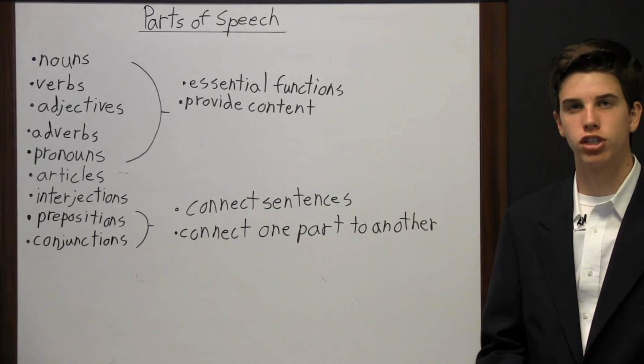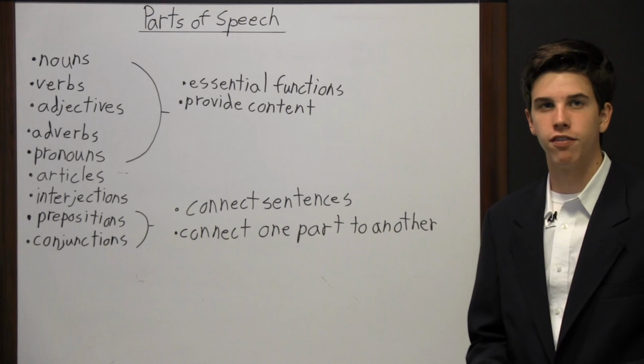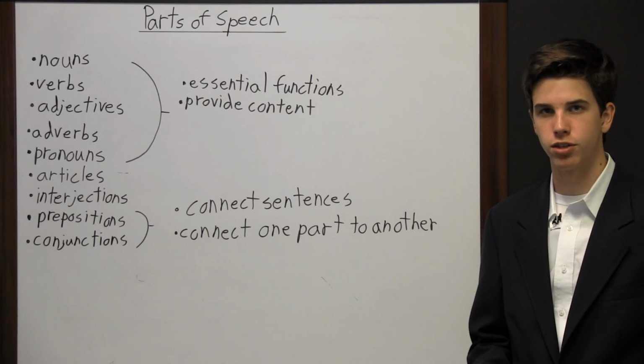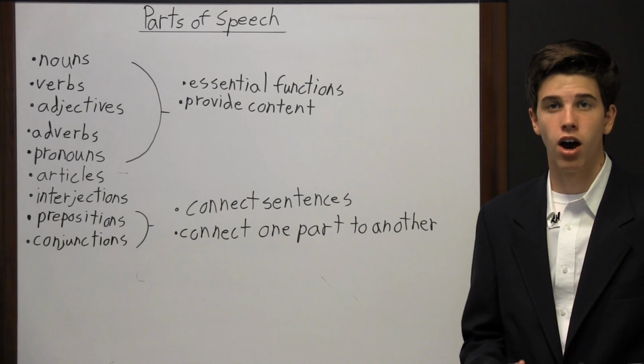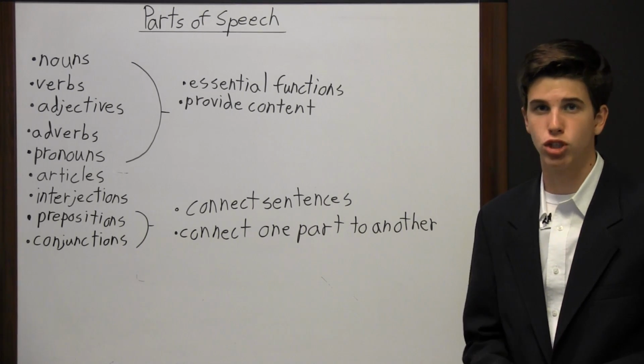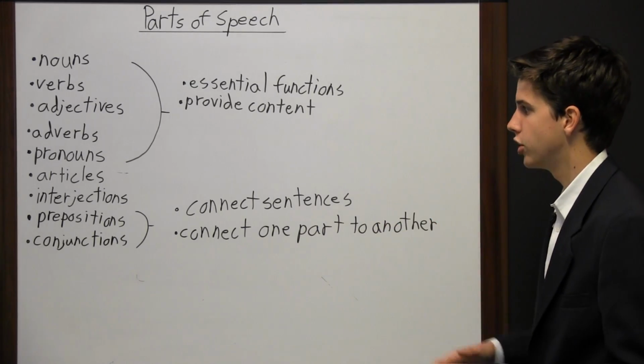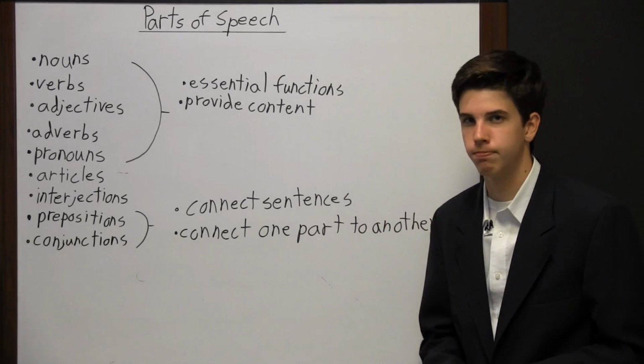Now, some words function only as one part of speech. However, many words can function as 2 or more parts of speech. Just depending on the context of the sentence, a word will be either one part of speech or another part of speech. And so that's a look at the different parts of speech in a sentence.